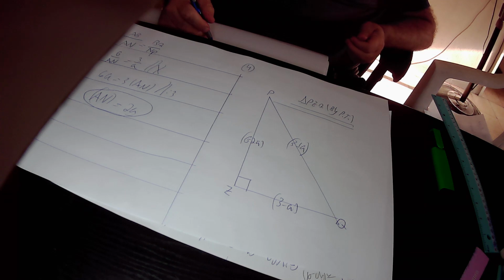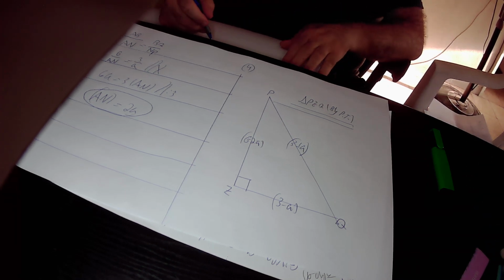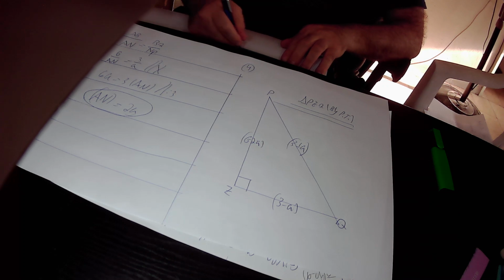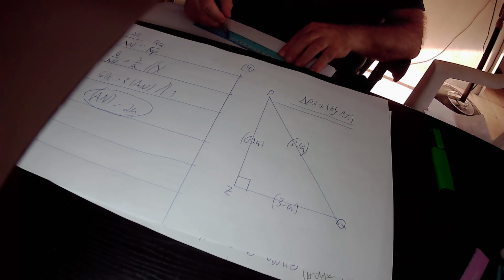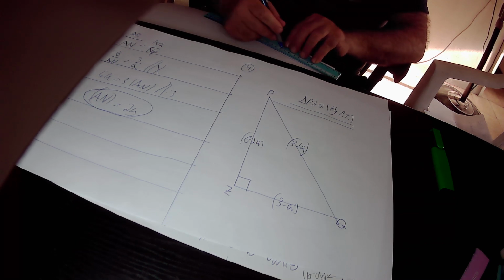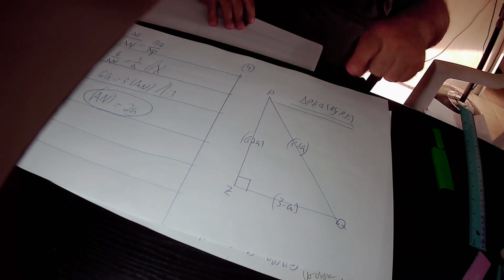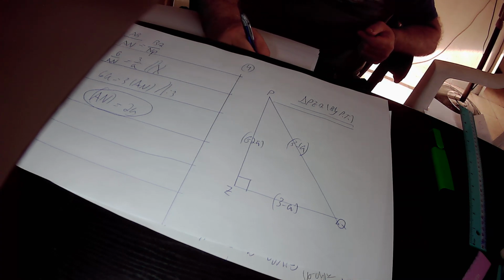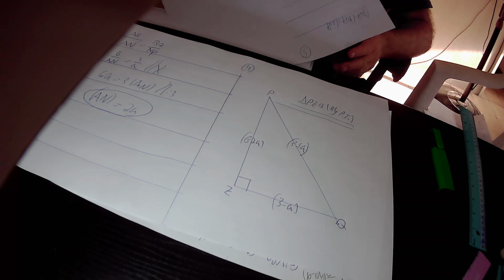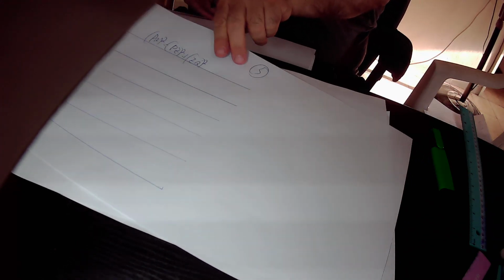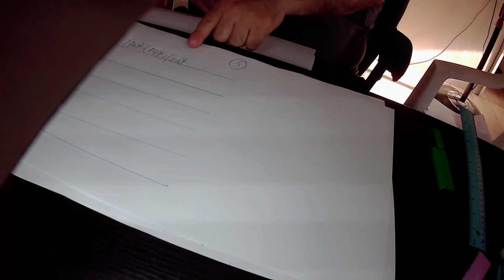In this main right triangle PZQ, according to the Pythagoras theorem, PQ square, that is the square of the hypotenuse, equals PZ square plus ZQ square. Repeat again, the right triangle PZQ, according to the Pythagoras theorem, PQ square equals PZ square plus ZQ square.